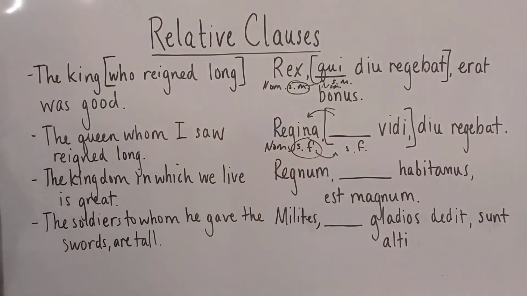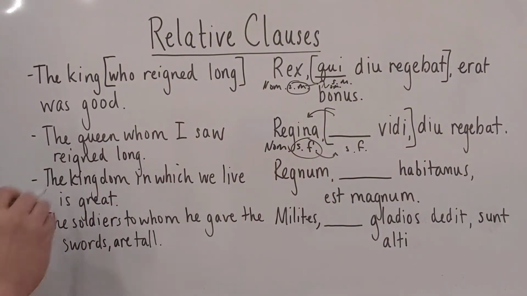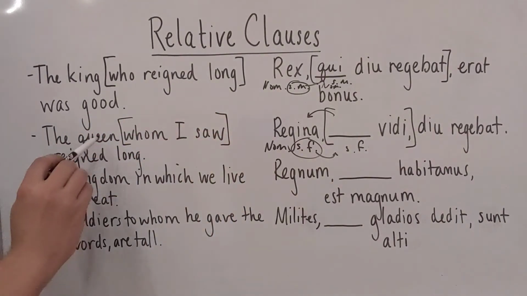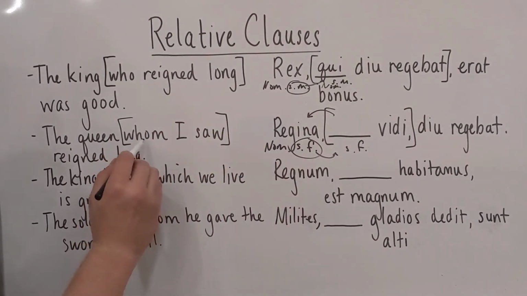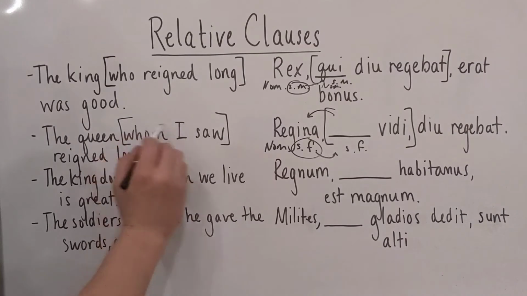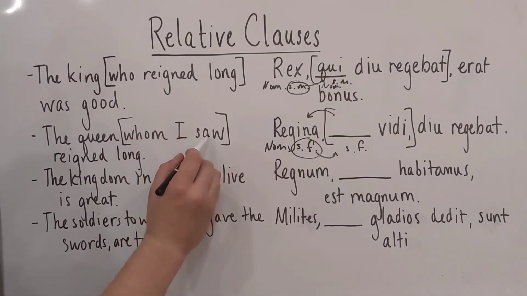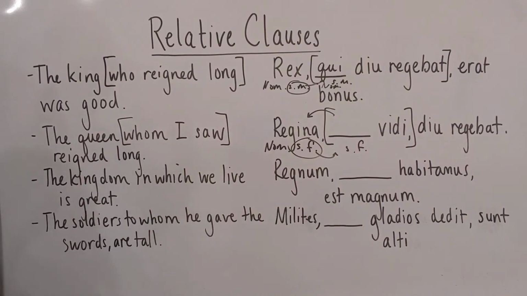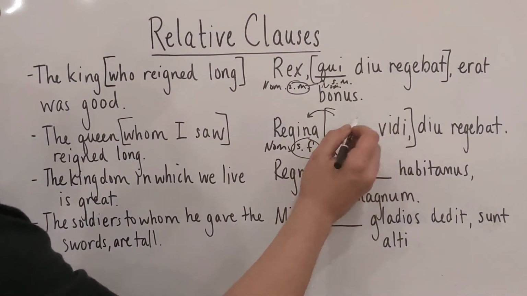In fact, she's not. Check out the English sentence. The queen whom I saw reigned long. Now, bracket this relative clause in English, the antecedent being the queen, the regina. Whom? Well, whom is not the subject of the verb saw inside this clause, inside the brackets. I is the subject of the verb saw. Well, whom did I see? I saw the queen. I saw the regina. That would be the accusative reginam. So this is standing in for reginam. I saw the queen.